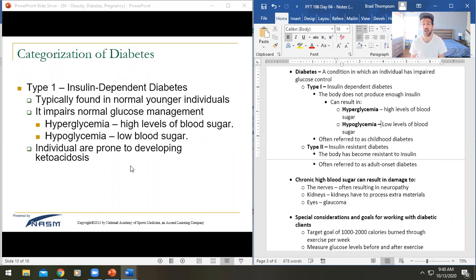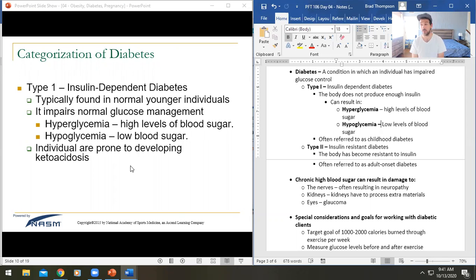So what often happens is that your clients will need to inject synthetic insulin to make up for the fact that their pancreas doesn't create it naturally. They'll inject insulin into their body, and that will act as their pancreas. Now, if your client takes too much insulin, which can happen sometimes, that can drive all of the sugar out of their blood, and that can result in hypoglycemia.